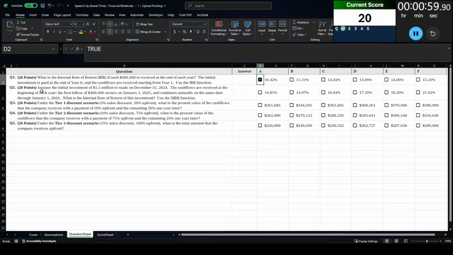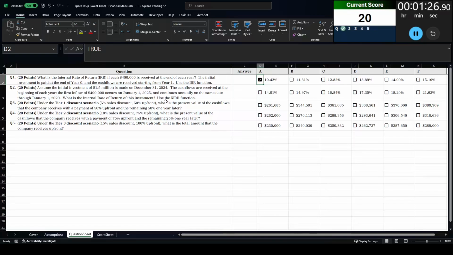Question 2. Assume the initial investment of $1.5 million is made on December 31st, 2024. The cash flows are received at the beginning of each year. The first inflow of $400,000 occurs on January 1st, 2025, and continues annually on the same day through January 1st, 2029. What is the internal rate of return on this investment? Use the XIRR function.